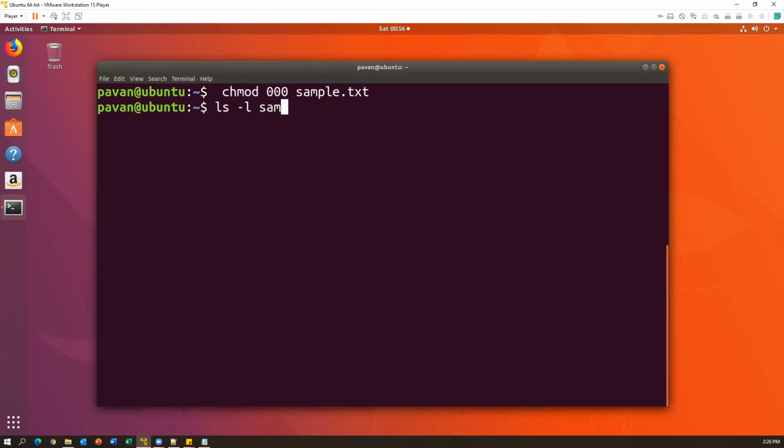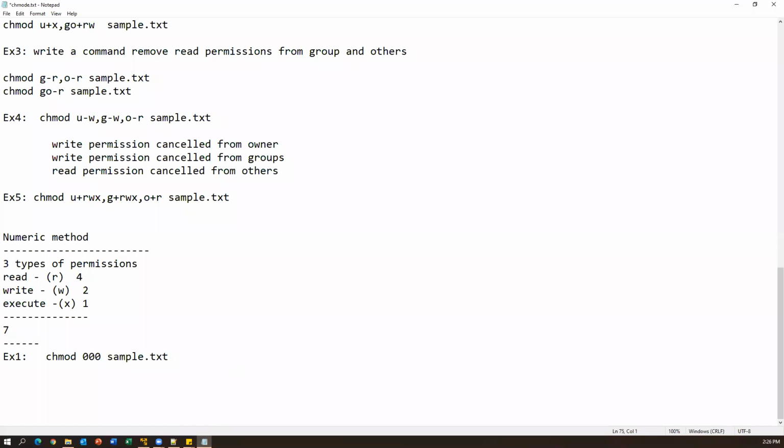Now execute ls -l sample.txt. Now observe this. See this? All privileges have been removed from the file. So 000 means from the users or owners, I removed all the permissions. 0 means no permissions. From the groups also, I removed all the permissions. From the others also, I removed all the permissions. So we don't see any permissions for the file here. Okay, that's the first command. What the command does is give no permissions to owners, groups, and others.